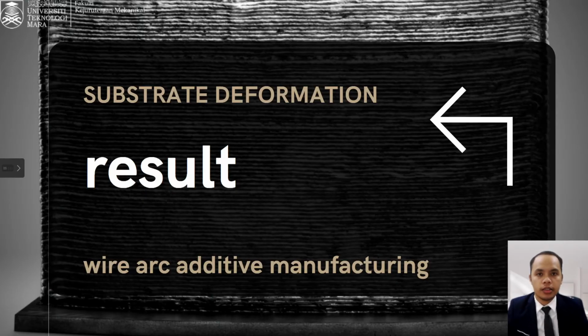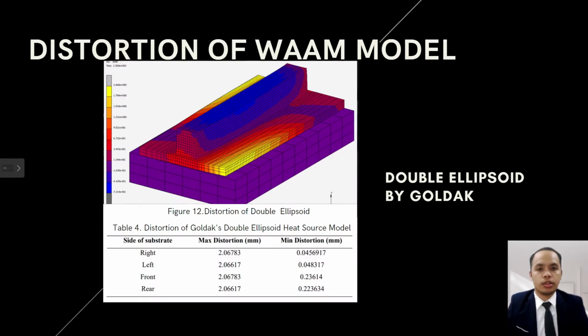For result and discussion, let's start with substrate deformation. On the screen right now shows the data of distortion for the source model for double ellipsoid at the end of the increment of 3680. The figure is the visualization of the substrate deformed along the displacement in y direction. The distribution of the displacement on the substrate can be examined through the contour shape and colors.